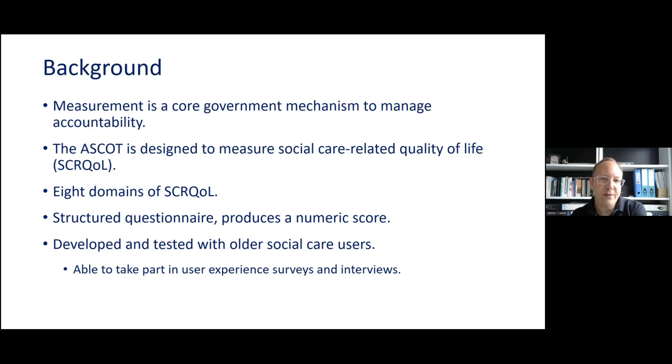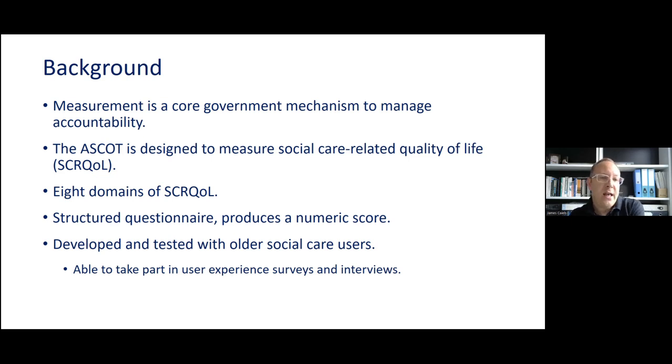So to briefly go back to the very beginning, we know that measurement is a core government mechanism to manage accountability. We have the ASCOT, which is designed to measure social care related quality of life. Again, I suspect many of you are familiar with the fact that it has 8 domains, these being personal cleanliness, comfort, food and drink, accommodation, safety, control over daily life, occupation or how you spend your time, social participation and dignity. Don't think I've left any out.